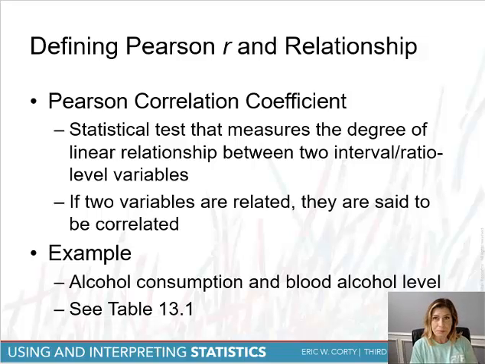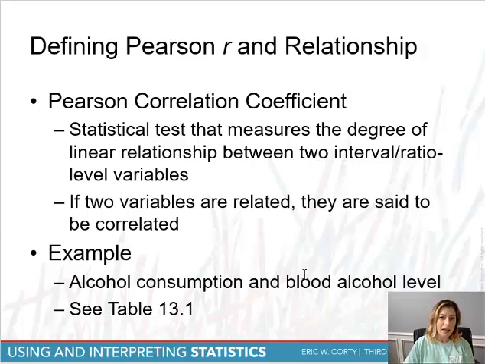Pearson's correlation is different in that it's not comparing group means. It's not a difference test, it's a relationship test. So what it's really doing is examining the degree of a relationship between two variables. So as you can see here, it's defined as a test that measures the degree of linear relationships between two interval or ratio level variables. So if these two variables are said to be related, they're said to be correlated, okay?